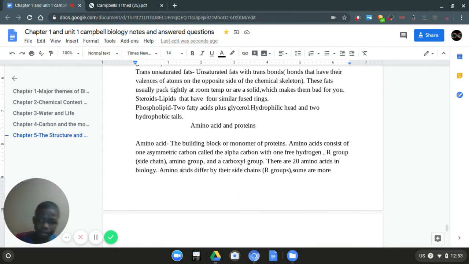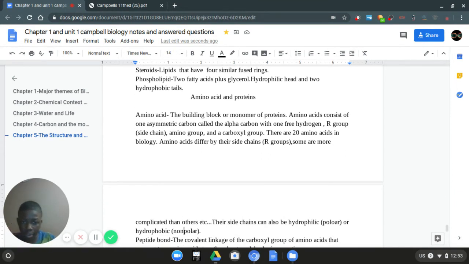Now, an amino acid is essentially the building block or monomer of proteins. Amino acids consist of one asymmetric carbon called the alpha carbon with one free hydrogen, and then one R group, one amino group and a carboxyl group. There are 20 amino acids in biology. Amino acids differ by their side chains. Some are more complicated than others. Their side chains can also be hydrophobic or hydrophilic.